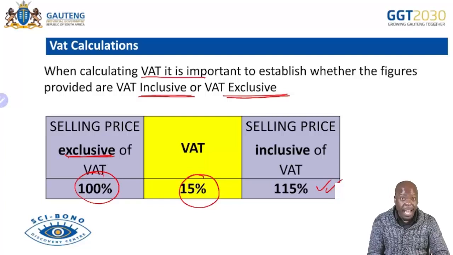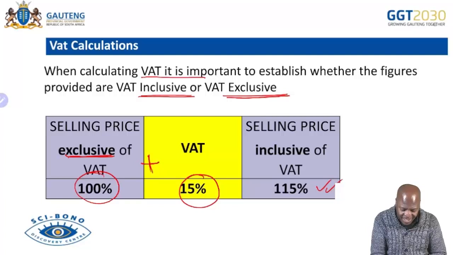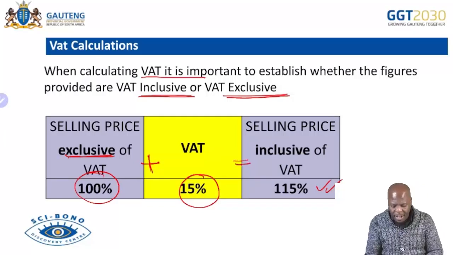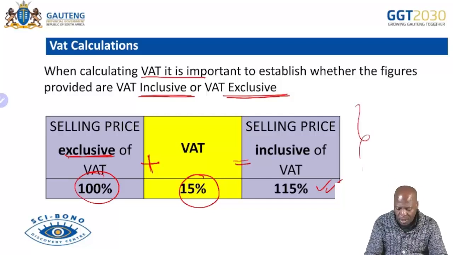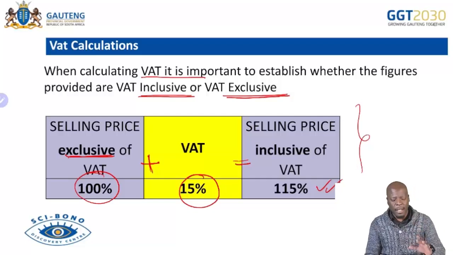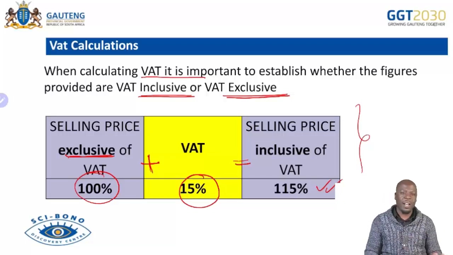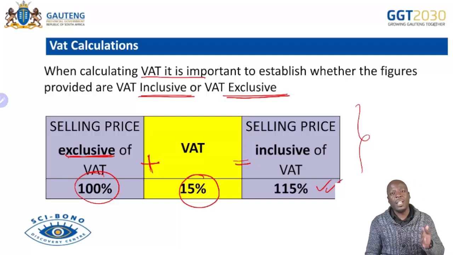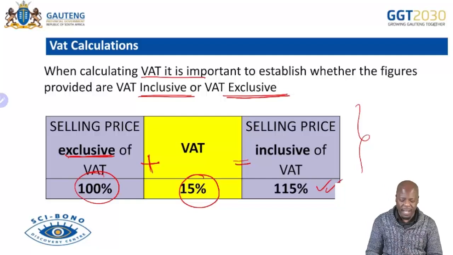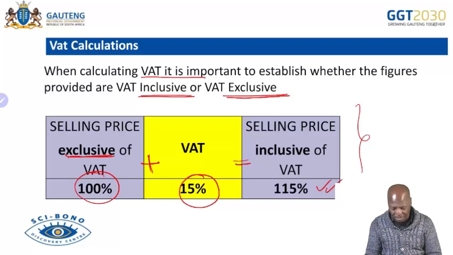If you have a selling price that is exclusive, which does not include VAT, and you include that, you will have a selling price that is inclusive. So your 100 plus your 15 gives you 115. I'm going to show you how that relates when we are calculating. But this is very important, dear learners: as long as it is exclusive, it is 100%. Once VAT comes in, it is your 15%. Therefore, your selling price inclusive of VAT becomes 115.